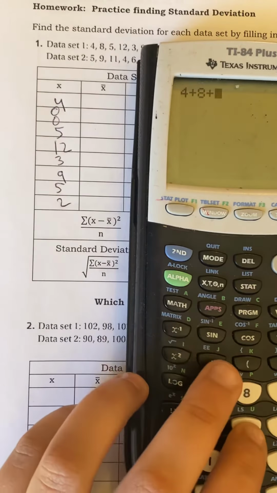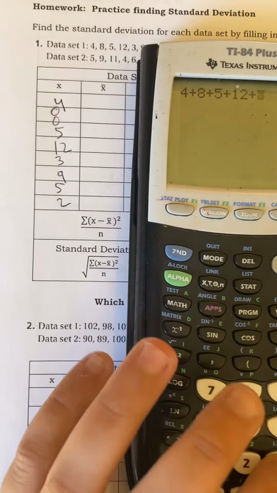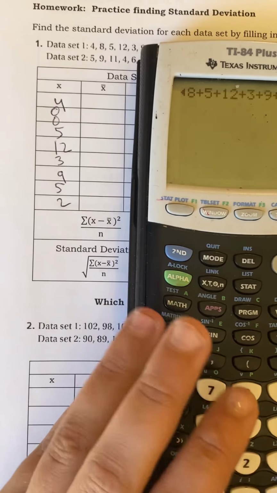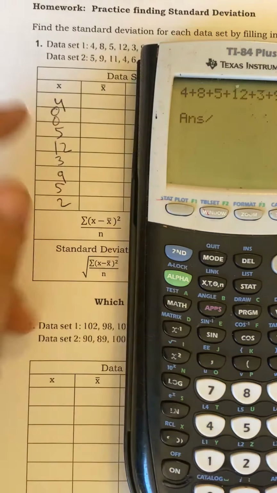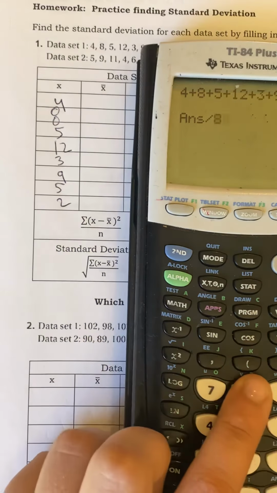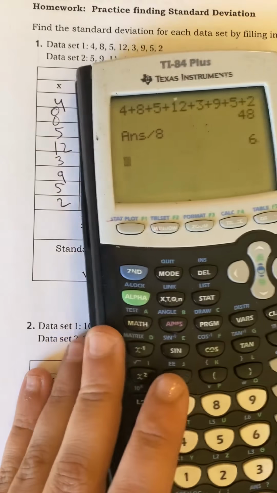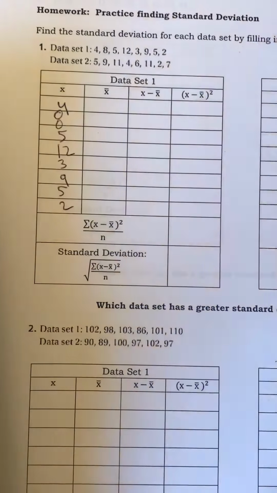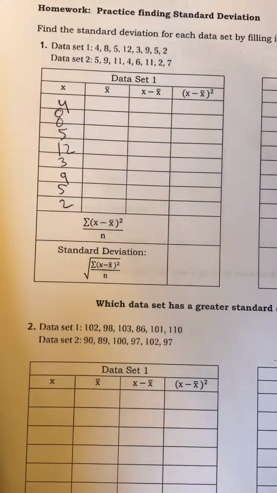So we're going to find the mean here. 4 plus 8 plus 5 plus 12 plus 3 plus 9 plus 5 plus 2. So I'm just adding up all my points, and I'm going to divide by 1, 2, 3, 4, 5, 6, 7, 8, because that's how many points I have. And that gives me 6. So my mean here is 6.